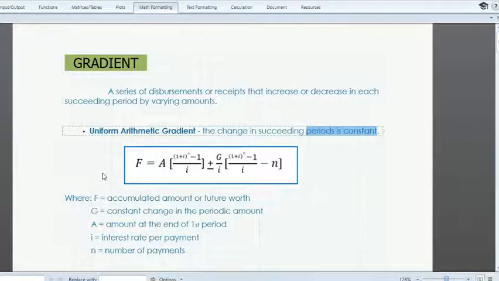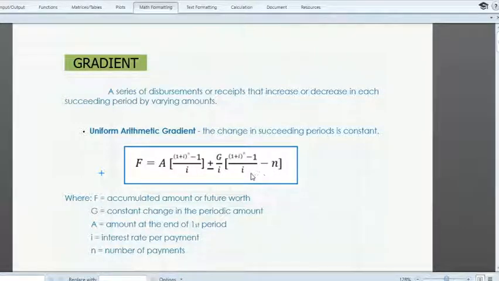So, sa formula ni arithmetic gradient, we have F is equal to A times ((1 plus i) raised to n minus 1) all over i, plus or minus G over i times (((1 plus i) raised to n minus 1) all over i minus n). So, yung i natin, interest rate pa rin yan. Yung n, number of payments.